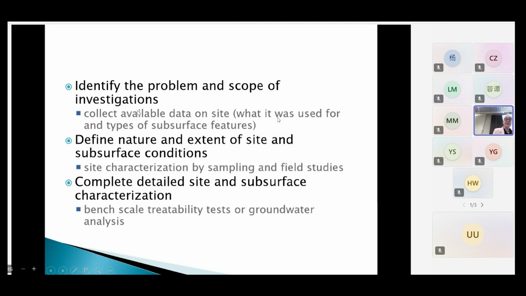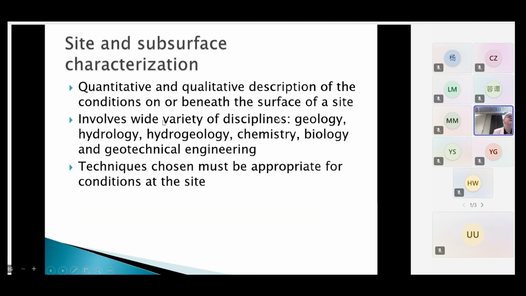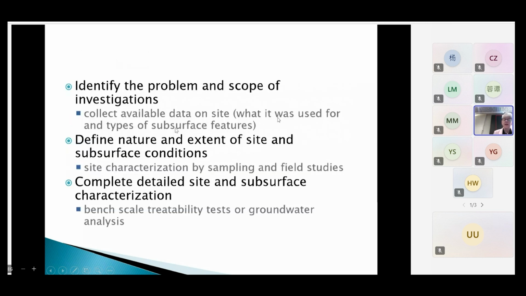So a lot of these things are done. First of all, looking at the scope of the investigation, you want to find out what information and data are available for this site: what has the site been used for? Maybe you have some photos of the site. You can get an idea of what buildings are there and what potential activities have been happening at that site.